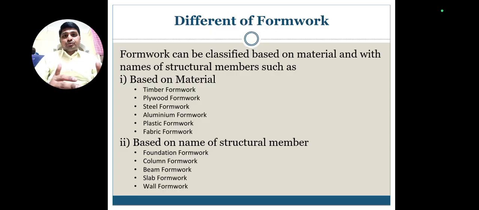Coming to the types based on the structural member, formwork is used in structural members like foundation, column, beam, slab, and wall. In various structures we use formwork. When we allocate formwork for the foundation, it is called foundation formwork. If we allocate it for the column, it is column formwork. For the beam, beam formwork. For the slab, slab formwork, and likewise wall formwork will also be there. These are the main types of formwork which are available in the market.